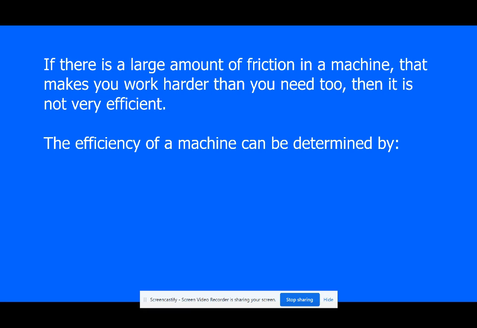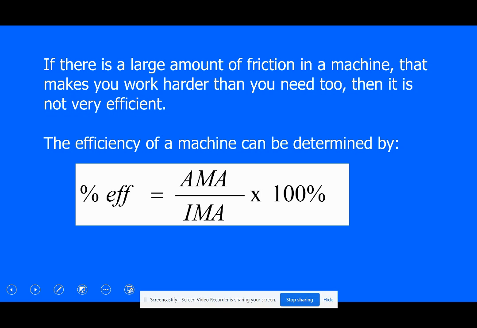If there's a lot of friction, or if friction's not negligible, then your machine isn't very efficient. You can calculate the efficiency of the machine by going AMA over IMA times 100.